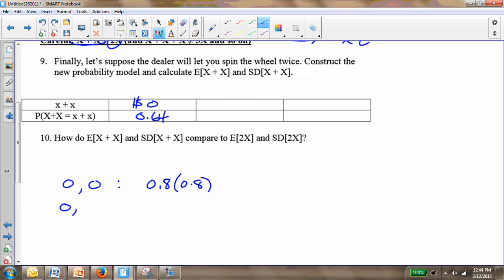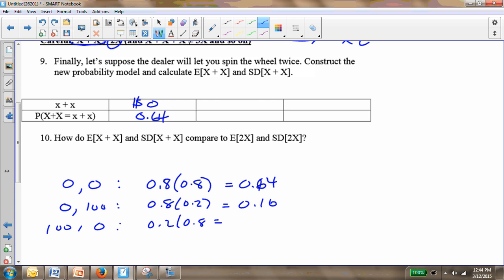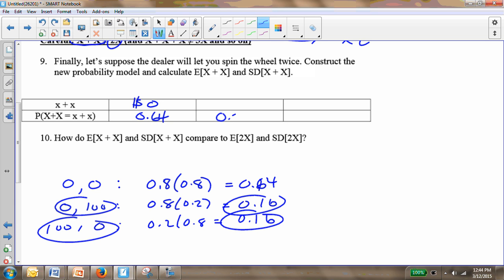Another possibility is I get 0 on the first wheel, 100 on the second wheel. The probability of that happening, again, these are independent events, so we can multiply, is 0.8 times 0.2, which is 0.16. Another possibility is I get 100 on the first spin, a 0 on the second spin, which is 0.2 times 0.8, which is 0.16. So there's two ways I can win $100. I could do it this way, or I could do it this way. So or means add, so 0.16 plus 0.16 makes 0.32. So 32% of the time I'm going to win $100.